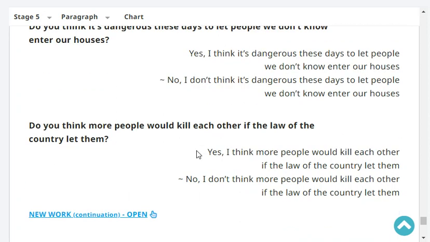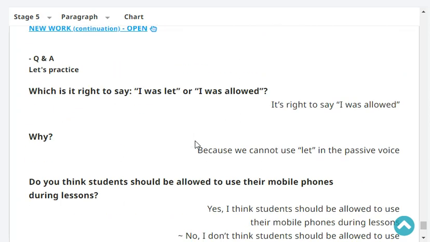Do you think more people would kill each other if the law of the country let them? Yes or no? No, I don't think more people would kill each other if the law of the country let them. Which is it right to say, I was let or I was allowed? It's right to say I was allowed.